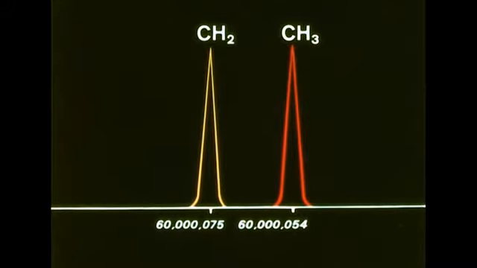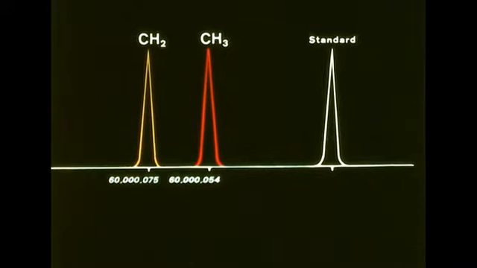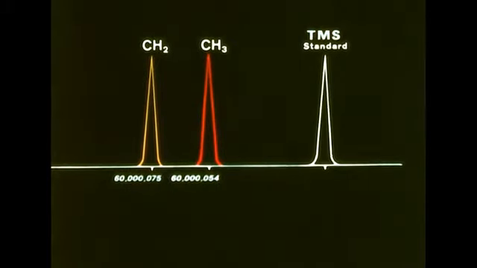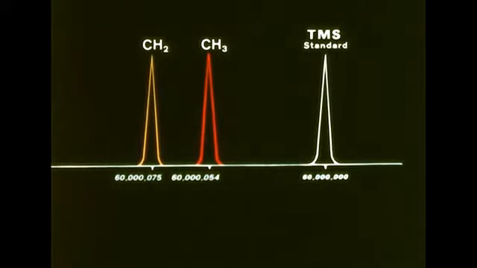Since it is difficult to measure the absolute ratio of the frequency and the magnetic field accurately enough, a compound is usually added to the sample as an internal standard. Tetramethylsilane, often called TMS, is commonly used. Its protons resonate at higher field than almost any other protons and are not likely to obscure part of the spectrum. At the field we are using, tetramethylsilane absorbs at exactly 60 million cycles. Chemical shifts are measured either in cycles per second or parts per million from the position of the standard arbitrarily chosen as 0.